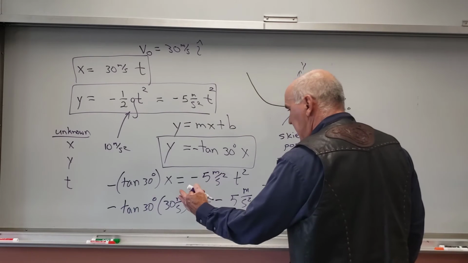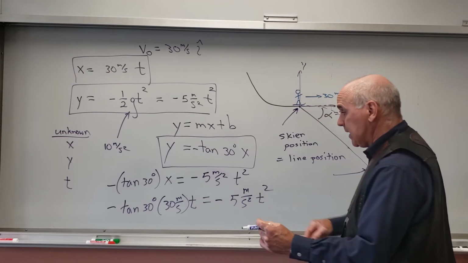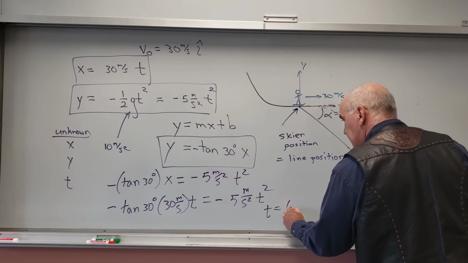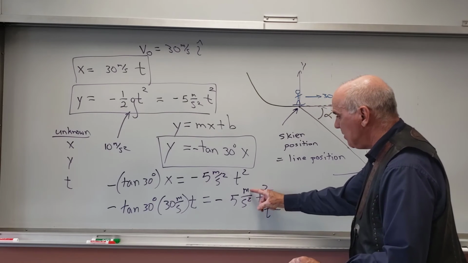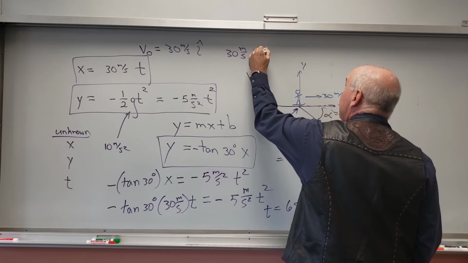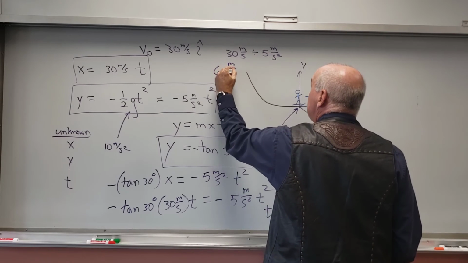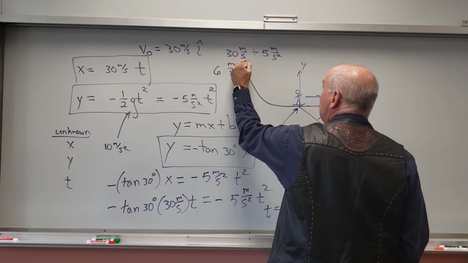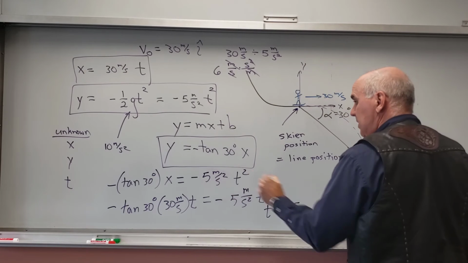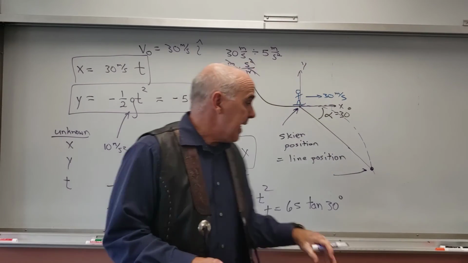And then the other one, if I divide by 5 meters per second squared, the minus signs go away. And I divide by a t, because I've already got that one. So t is equal to 6 seconds times the tangent of 30 degrees, over meters per second squared. Let's do that. 30 meters per second divided by 5 meters per second squared. That's going to be 6 meters per second divided by meters per second squared, same as times seconds squared over meters. The meters go away, one of the seconds goes away, and I get 6 seconds. Let's not forget the tangent of 30 degrees. Whatever that number is, I don't care. But that's the time.